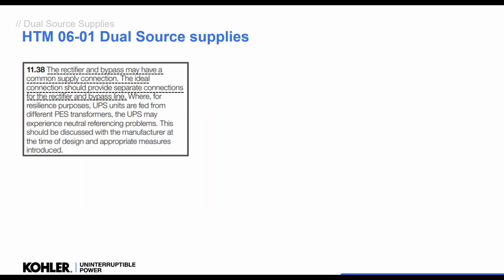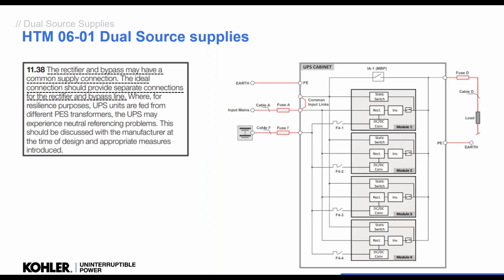Now, in HTM, it says the rectifier and bypass of the UPS may have a common supply connection, so a single feed. The ideal connection should provide separate connections for the rectifier and bypass line. Now, what that means is we have the supply feeding the rectifier, and on a single supply, we'll have that same supply feeding the bypass. If we have dual supplies, we split them and feed them separately.